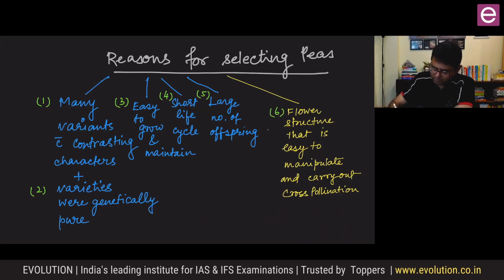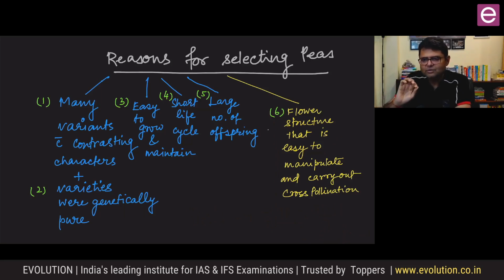And the sixth point is that flower structure is easy to manipulate. Easy to manipulate basically means that whenever you cross two plants, that is, hybridize them, you land the pollen of one variety on the other. Basically, in hybridization, let's say that you are hybridizing a tall plant with a dwarf plant. So you will take pollen from the tall plant and put it on the stigma of the dwarf plant. And then you will see what the next generation is going to be like.